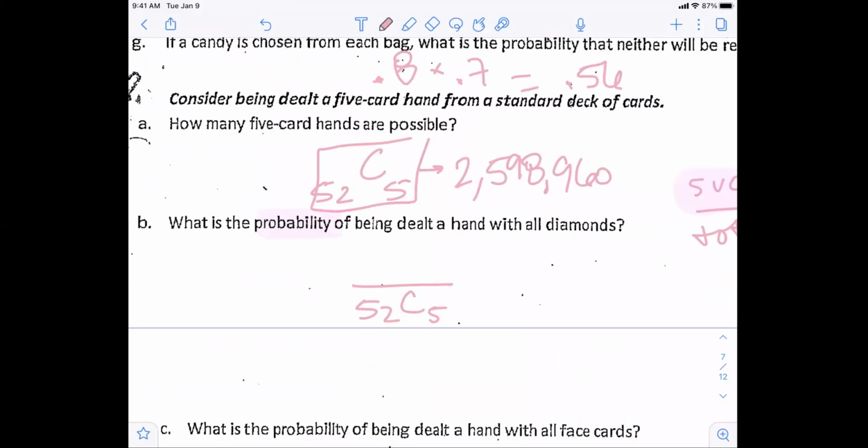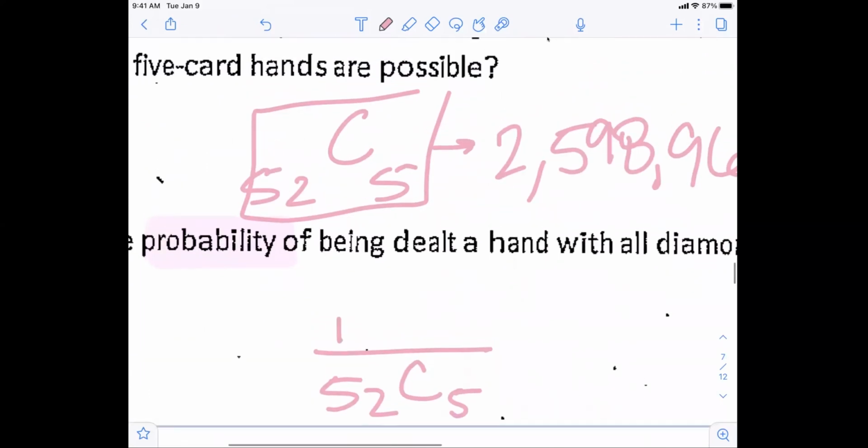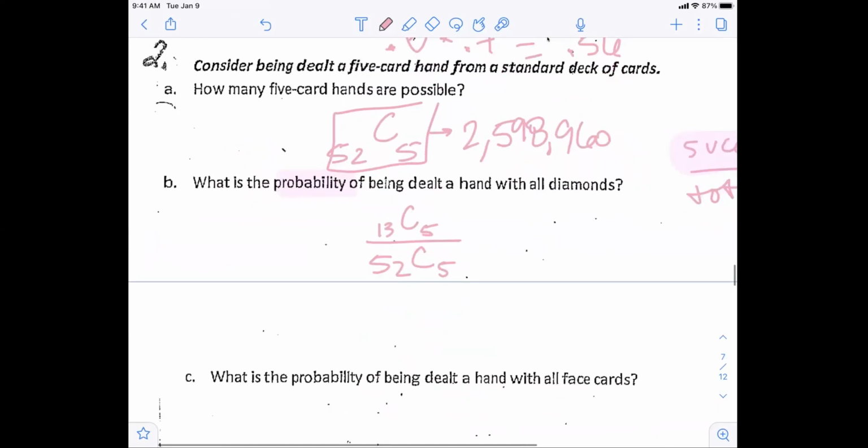Okay, it says, what's the probability of being dealt a hand with all diamonds? How many diamonds are there? 13. And how many do I want? I want 5 of them because I'm just getting 5 cards in my hand. So I almost always want 5 as my final answer until we keep going. So 13 choose 5 over 52 choose 5. That's it. You can plug that in and find the actual probability, but that's what I'm looking for.